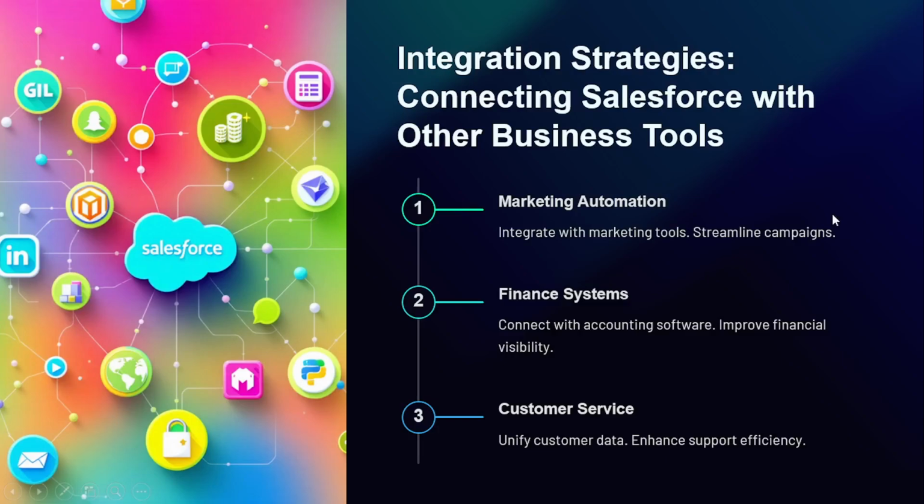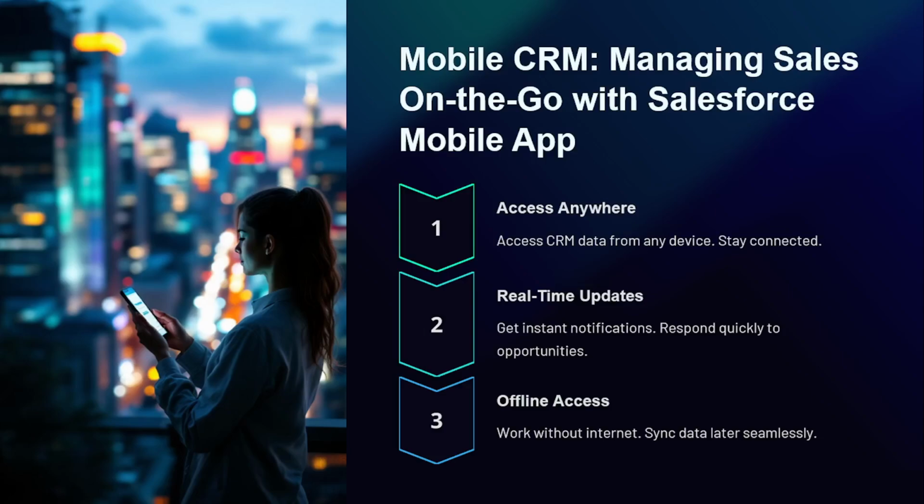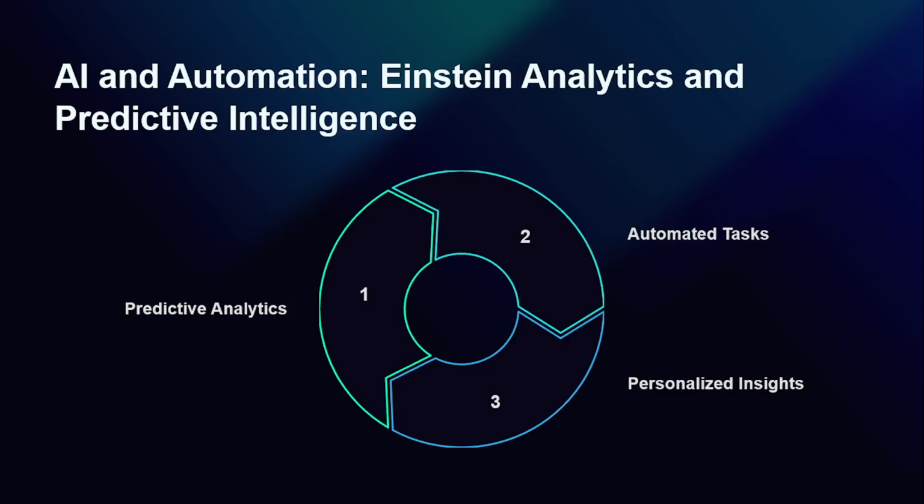And also, guys, you also have mobile CRM where you can manage sales on the go with the Salesforce mobile app. Okay, so you can access the CRM data from any device and stay connected that way. They also give you real-time updates, instant notifications. You can respond quickly to opportunities, and you can even work without the internet, right? You can just sync data later seamlessly. And there's also the aspect of the AI automation, basically the Einstein analytics and predictive intelligence, where you can go ahead and use predictive analysis, automate tasks, and gain personalized insights.